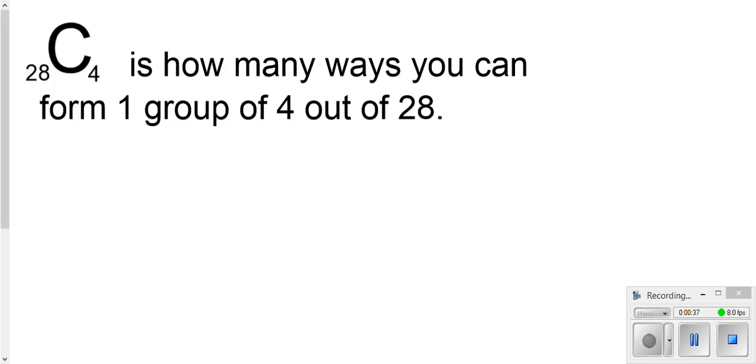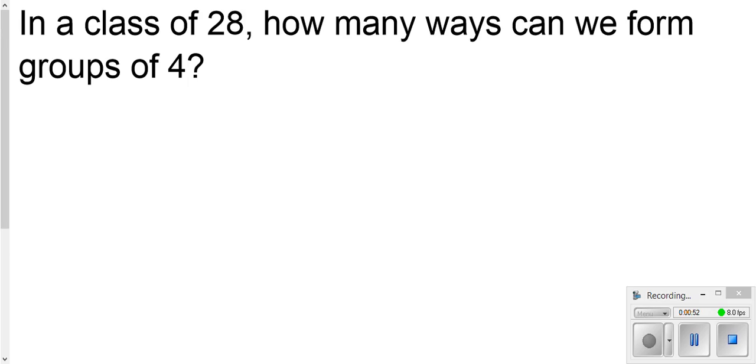Now, when you think of 28 combination 4, that's how many ways you can form one group of 4 out of 28. But that's not what the question asks. It's not asking how many ways can you form one group of 4. It's asking for how many ways can we form groups of 4. So in other words, how many groups of 4 can be formed?